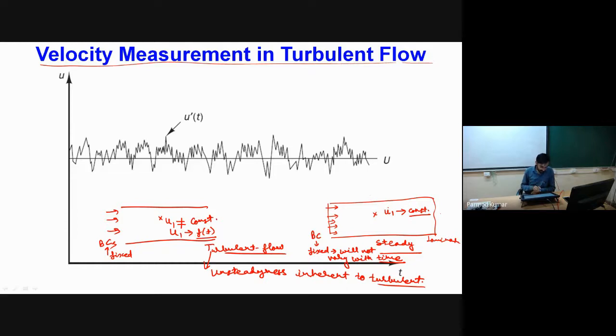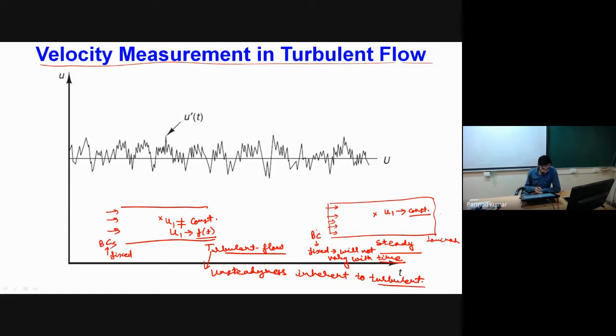However, in case of turbulent flow, even though our boundary conditions are fixed, if the flow is happening under the turbulent regime, we will still have some unsteadiness in our flow parameters. It means unsteadiness is inherent to turbulent flows. Whereas in case of laminar flow, unsteadiness will only come if our problem is of transient nature, meaning if we have time dependent boundary conditions. Okay, so then only unsteadiness will come.